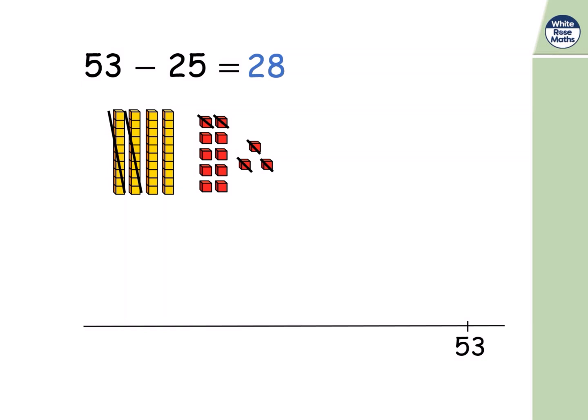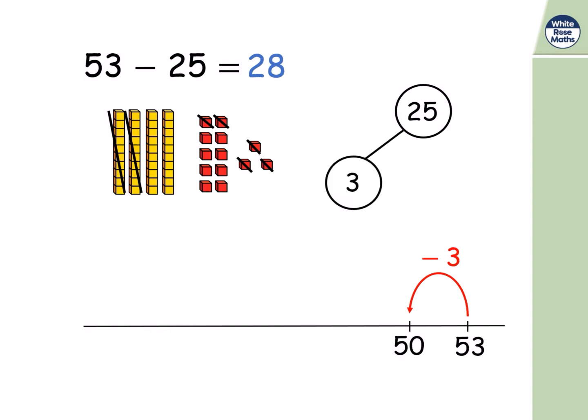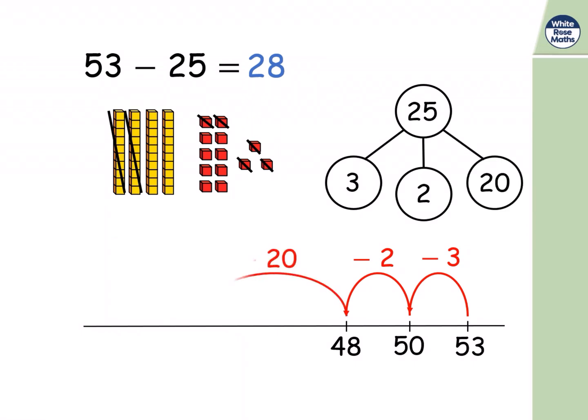We could do this on a number line. Here's 53 on our number line. Let's have a jump back of 3, and that gets us to 50. My part-whole model is showing that I'm subtracting 25, and first I'm subtracting 3, then I'm going to do a jump of 2 to get us to 48, and finally a jump of 20 to get us back to 28. My first jump of 3 gets me to the nearest 10, and then my jump of 2 completes the subtraction of the ones, and then the jump of 20 takes me back to 28.